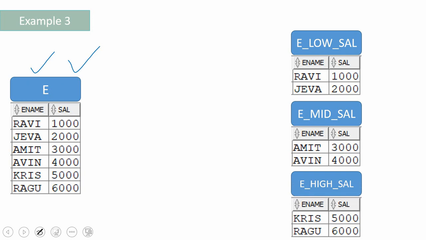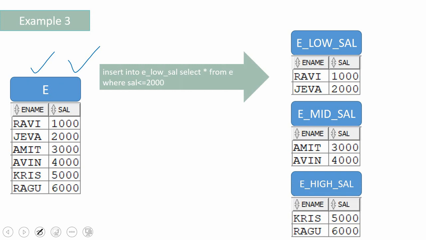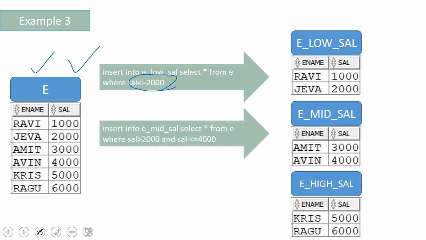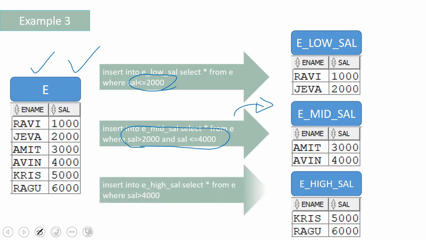So obviously we'll be writing 3 different insert statements. One to insert into the E low salary, that is whenever the salary is less than or equal to 2000, we will just select and insert into the low salary table. Similarly, another insert statement based on the condition, that is salary between 2000 and 4000, then we will be inserting into E mid salary table. And whenever the salary is greater than 4000, we will be just inserting into the high salary table.